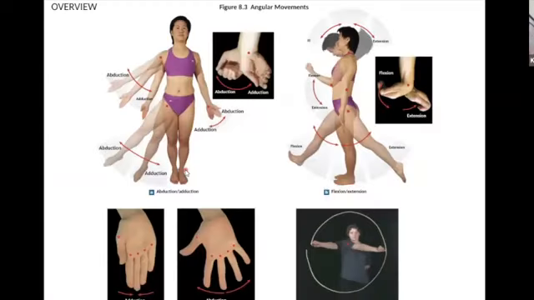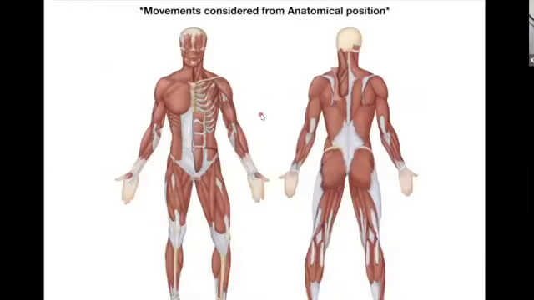For all these angular movements, these are the kind of thing we use when we describe the action of a particular muscle, right? These are the movements that you would have to think about when you're describing these. Here's a couple points on these.